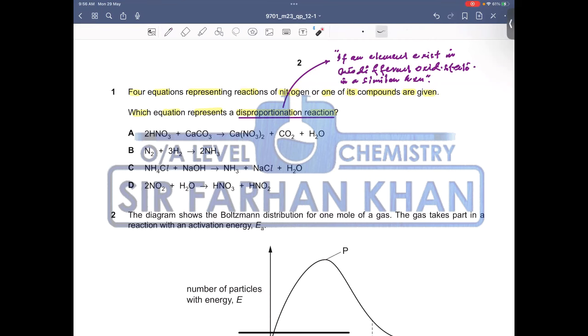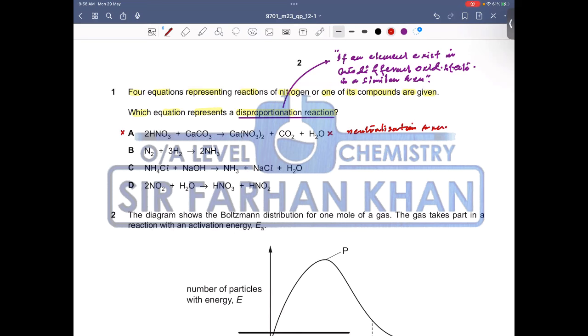All right. This is nitric acid. This is calcium carbonate. They are reacting together, converting into salt, carbon dioxide, and water. Obviously, it is not disproportionation reaction. Basically, it is neutralization reaction. And you guys know that neutralization is not redox. Okay, so this is neutralization reaction. So we can cancel out this.